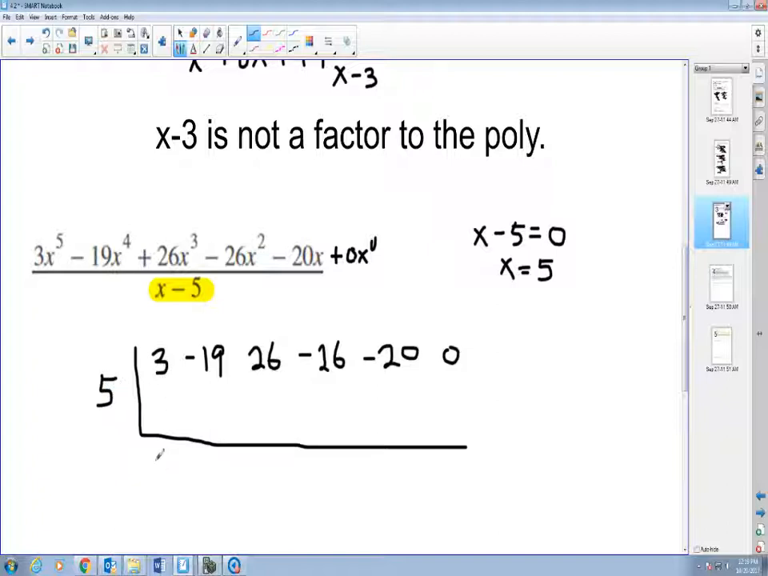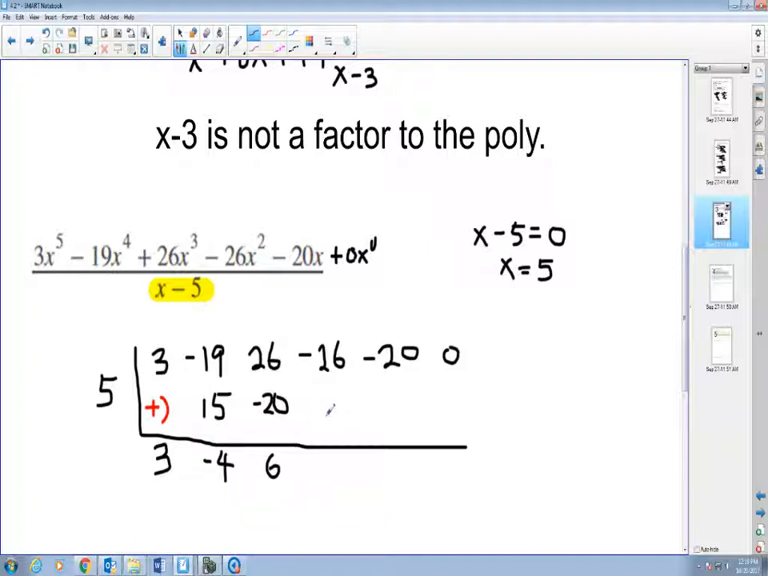So first step, bring down the 3. Second step, 5 times 3 is 15. Put below the second coefficient. Synthetic division, we will add. So negative 19 plus 15 will give me negative 4. Alright, let's multiply again. 5 times negative 4, negative 20. If I add, that will be 6.